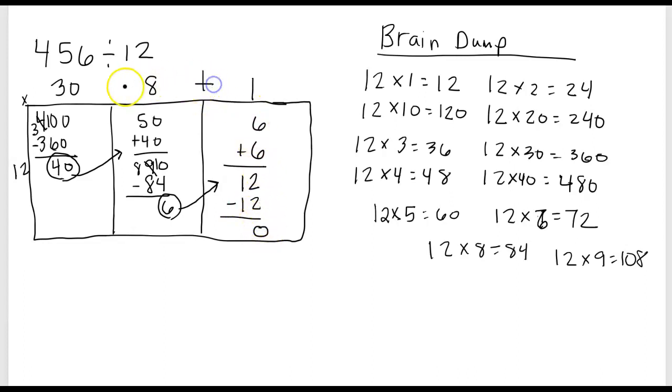Now I'm going to take these 3 numbers up here at the top, and I'm going to add them together to get my quotient. 30 plus 8 is 38, plus 1 more is 39. So that's my quotient. Okay? So there's 2 examples.